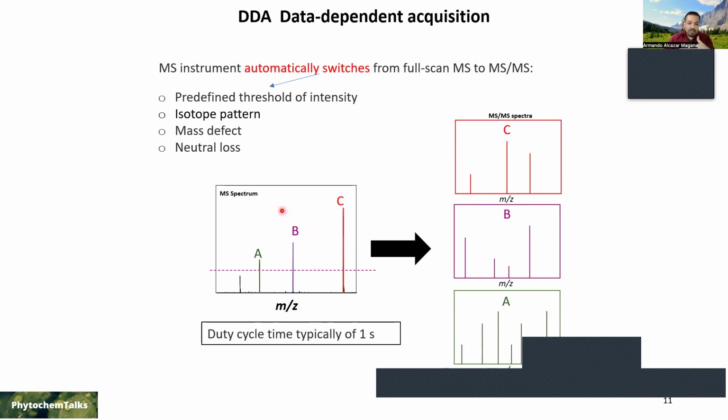But there are also other ways to do it. For example, the isotopic pattern: if we are looking for compounds with sulfur or other compounds that have a specific isotopic pattern, we can use that information to trigger the fragmentation. Also neutral loss: for example, if we are looking for glycosides, we can ask the instrument to make fragments of that precursor every time it sees a loss of sugar. And the other one that we'll talk a little bit more about is the mass defect.